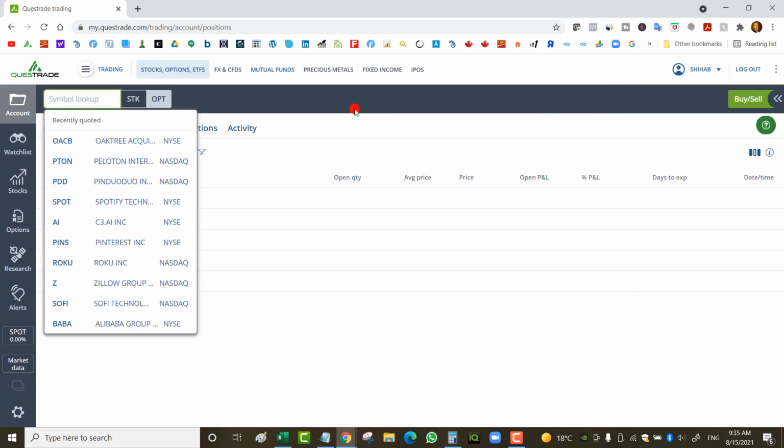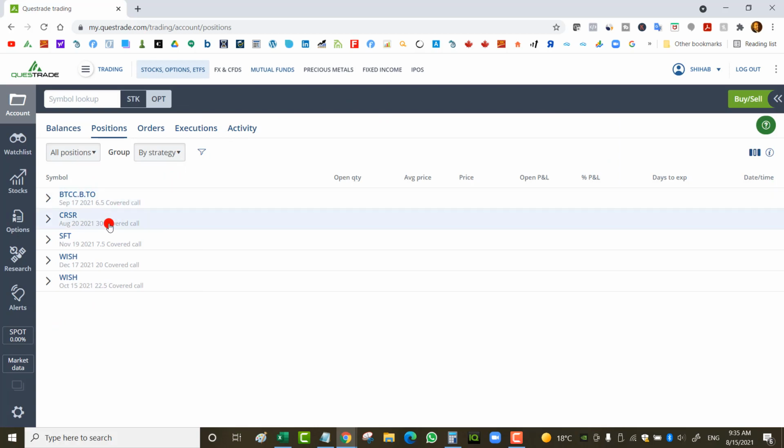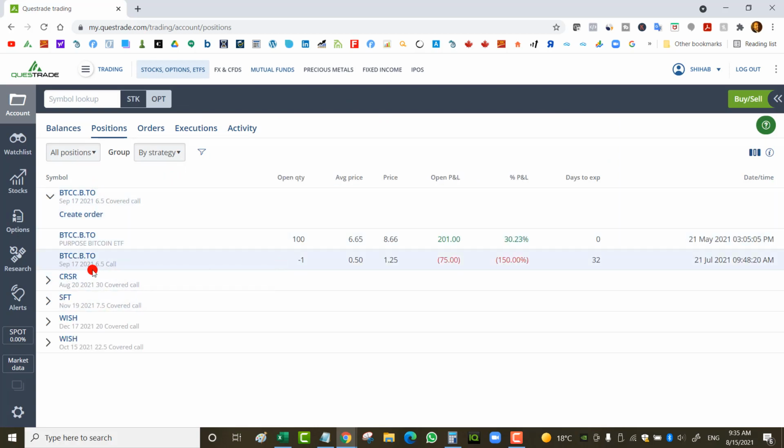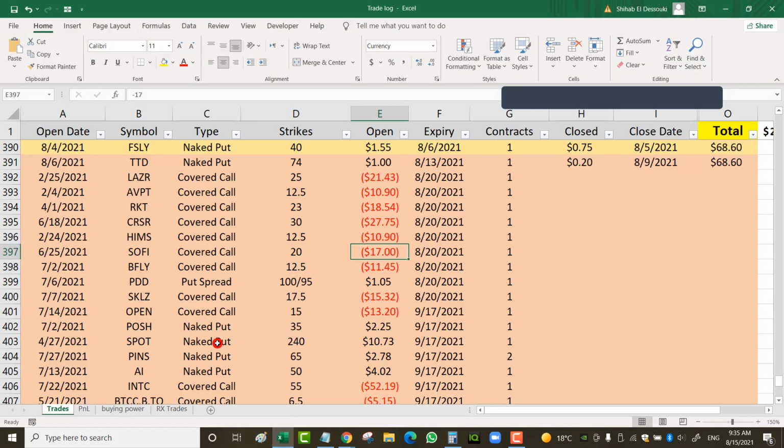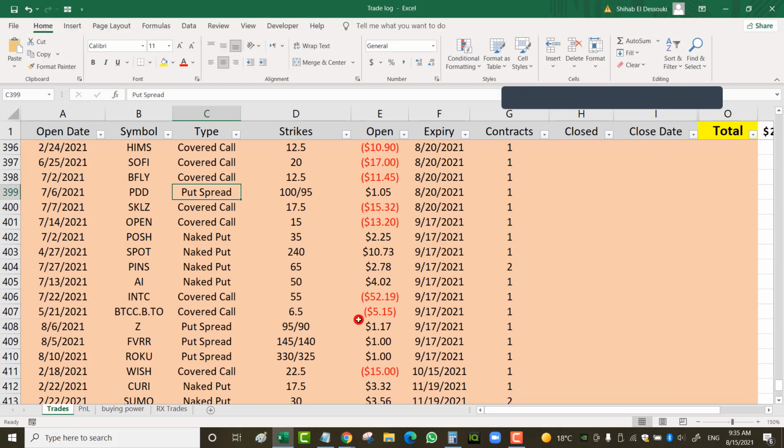All right, so next in my RESP, I've got 5 covered calls. I've got Bitcoin here, where I sold at a 6.5 strike in the stock, and then the ETF rallied to 8.6. So once again, I got caught on the call side, but at least it's profitable. If I look at my Bitcoin ETF here, my cost basis is $5.15.